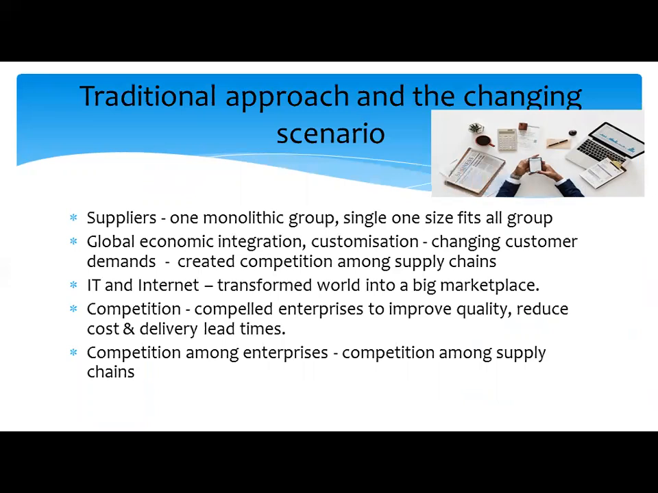Competition has compelled enterprises to improve quality, reduce cost, and reduce delivery lead times. Surprisingly, competition among enterprises is now slowly transforming into competition among their supply chains. Safeguarding supply chains from hackers is another concern which is in the news these days, attracting attention of every enterprise.